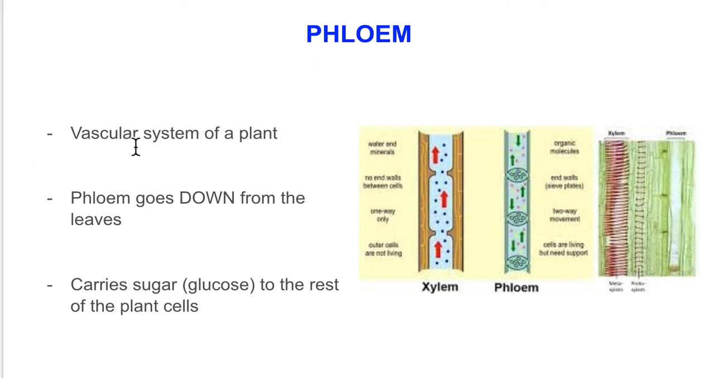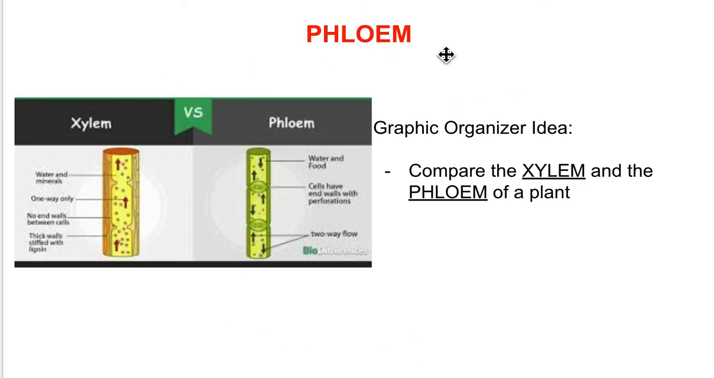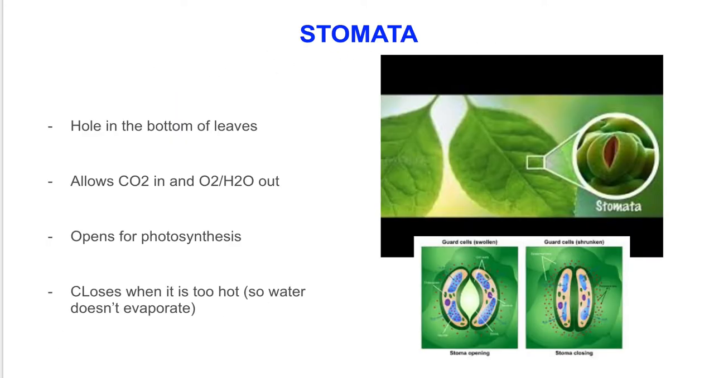So this is also part of that vascular system, and I like to think of it as the part that goes down. So in that plant, the leaves do photosynthesis, they make glucose. Well, the plant needs that glucose to make energy, so that glucose is transported throughout the plant using that phloem system. So it flows downward to the rest of the plant. So xylem goes up, phloem goes down. So same graphic organizer, compare xylem and phloem. Once again, xylem goes up, it's water, and phloem mostly goes down, it's going to be the glucose.